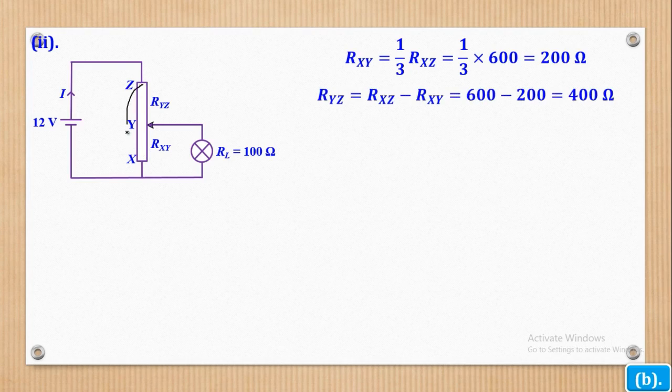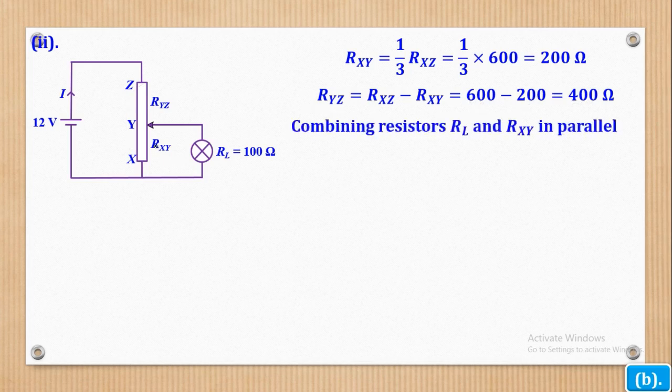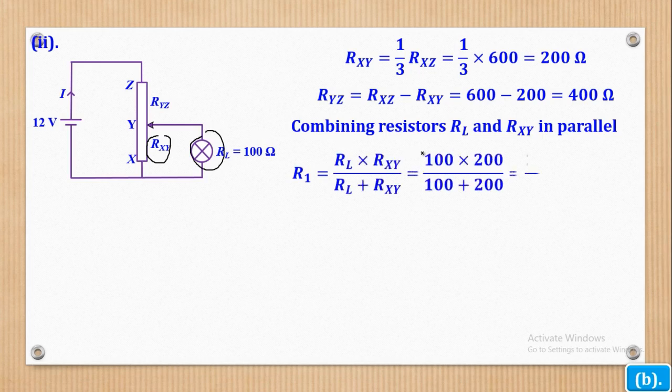Since these two are in series, it implies that the remainder, or the resistance of YZ, will be 600 minus 200 to give you 400 ohm. Now these two resistances are in parallel, so combining them in parallel, we use product over sum. The product is in the numerator, the sum in the denominator, to come up with 66.67 ohms.